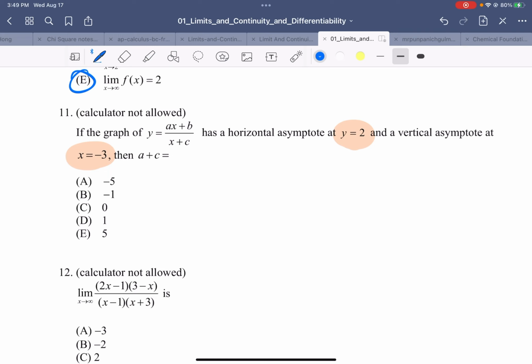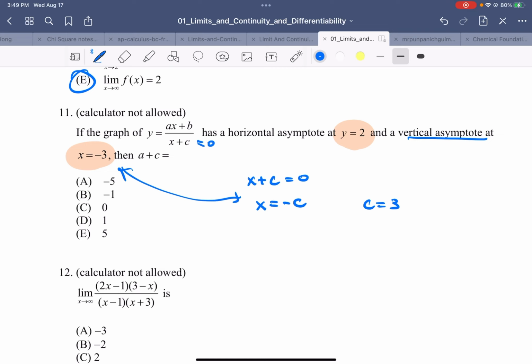So let's talk about vertical asymptote first. Vertical asymptote means set the denominator equal to 0. So x plus c equals 0, and then you need to solve for x, right? So x is negative c. So when you compare x equals negative 3, x equals negative c, so c value is 3.